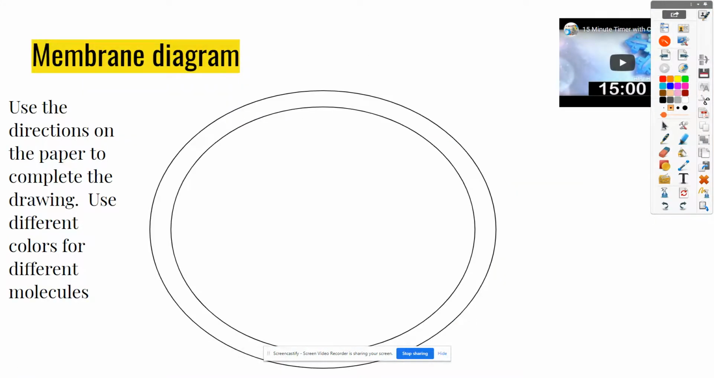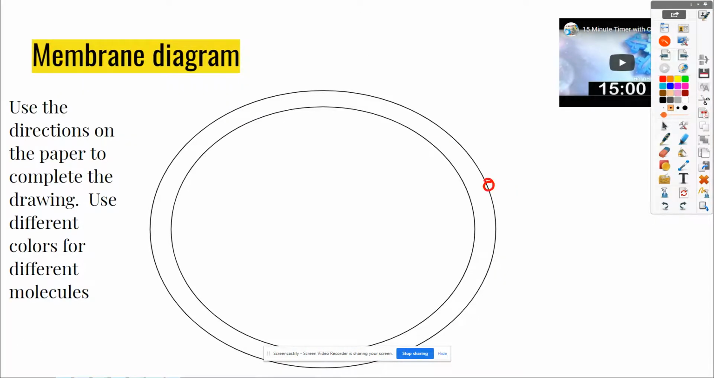So on your diagram, you're going to create a phospholipid bilayer, and there shouldn't be any gaps. You should have phospholipids filling up the entire circle, but it also tells you to put other types of molecules in there. So you might put in a carrier protein, and it shows you that a carrier protein looks like this. But I'm going to ask you to use different colors for different molecules. So we'll make our carrier protein blue.